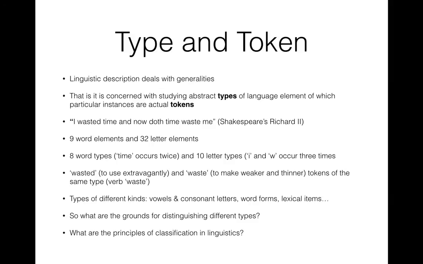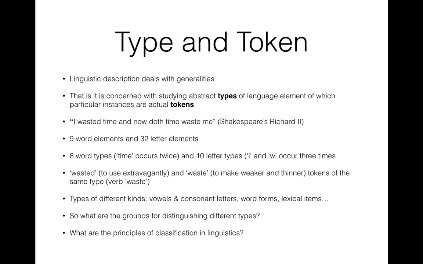1, 2, 3, 4, 5, 6, 7. Yes. So it needs to be taken as one type, okay? It needs to be taken as one type concerning types. Yes. Okay? So let me focus on the other area, which is: what are the grounds for distinguishing these different types, and the grounds for the principles of classification.